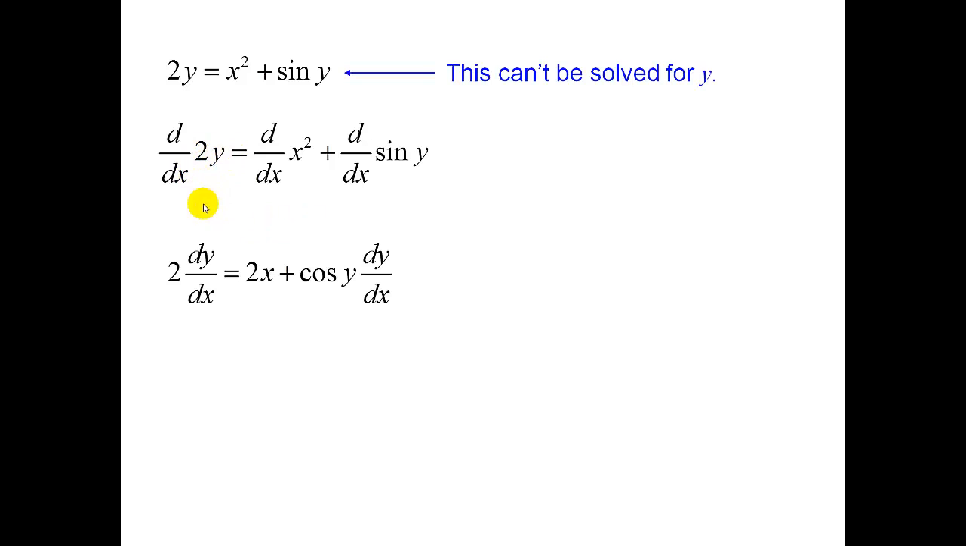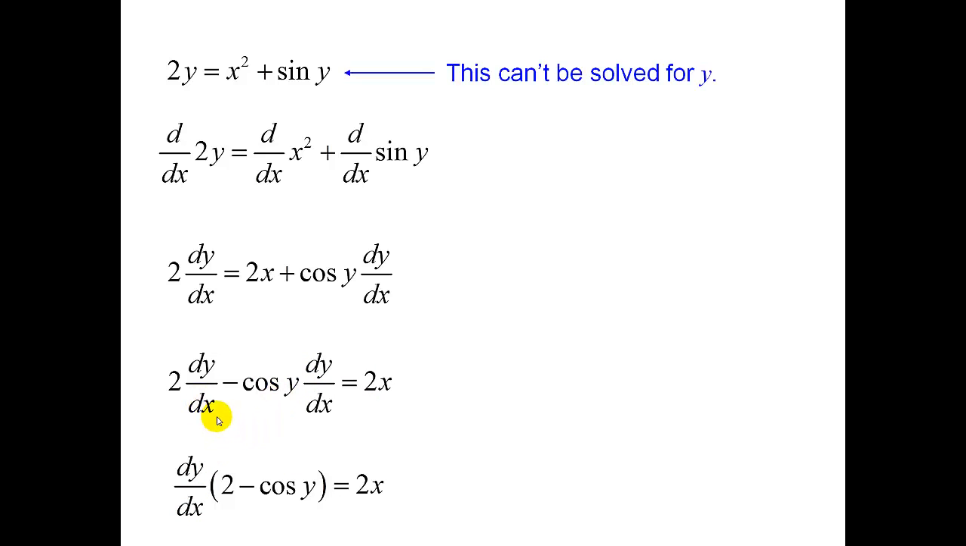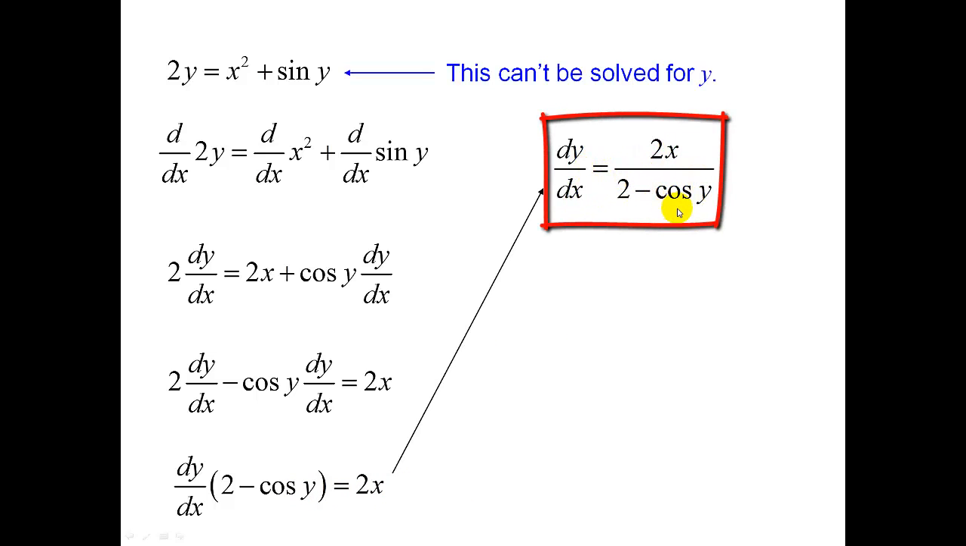The derivative of 2y with respect to x is not 2, it's 2 dy/dx. The derivative of x squared with respect to x is 2x. And the derivative of sine y with respect to x is equal to cosine y dy/dx. Now we're going to try to isolate the dy/dx, and we'll do that by moving all the dy/dx terms to one side. We do that here by subtracting cosine y dy/dx from both sides. The dy/dx terms on the left-hand side, we can then factor out of each of these two terms, and so it's dy/dx times 2 minus cosine y equals 2x. Divide by 2 minus cosine y, so we get dy/dx equals 2x over 2 minus cosine y.